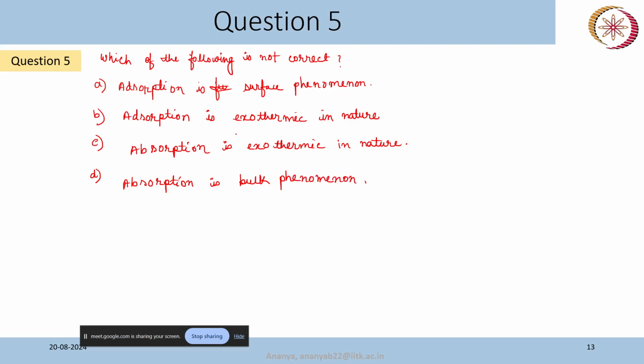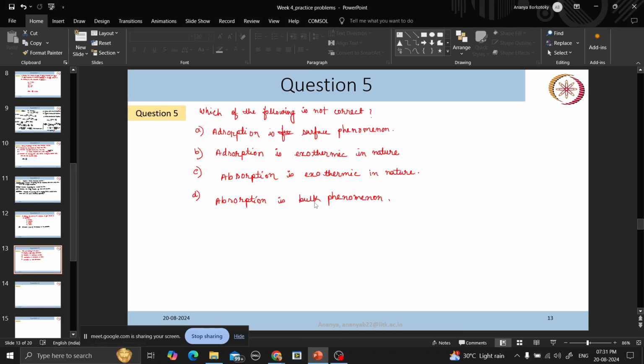So which one of these is not correct? Which one of these is false? I think you can answer this. This was discussed. The difference between adsorption and absorption. Even though they sound similar, both the processes are different, and based on those differences, which one of the following statements is not correct?